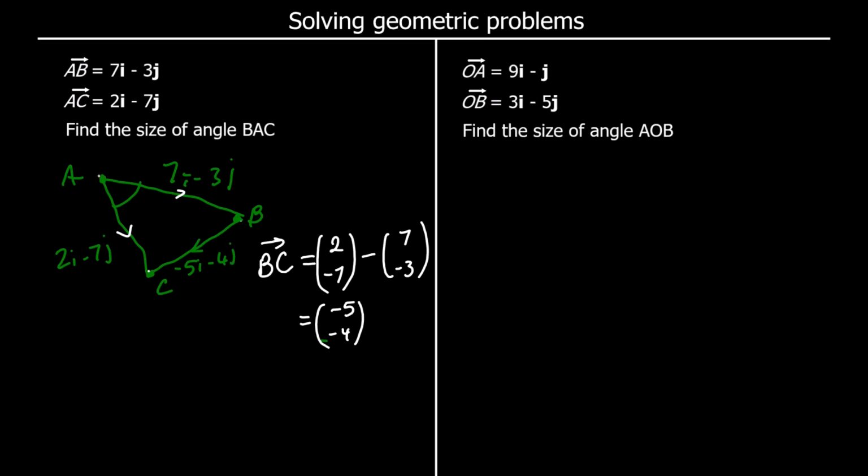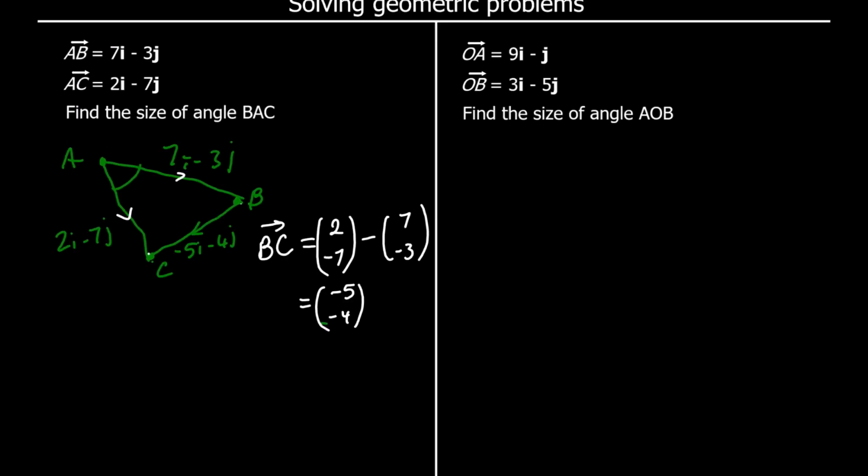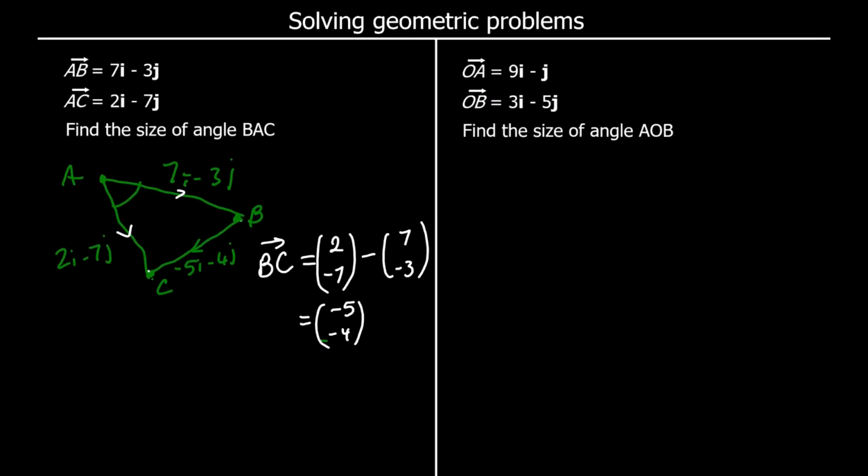We can check that works. If we go A to B and then add on B to C, we should get to C. So 7 take away 5 is 2, and negative 3 and negative 4 add to make negative 7. Now we can work out these lengths. So just change them out of vector form. We just want to know the magnitude, so we use Pythagoras.